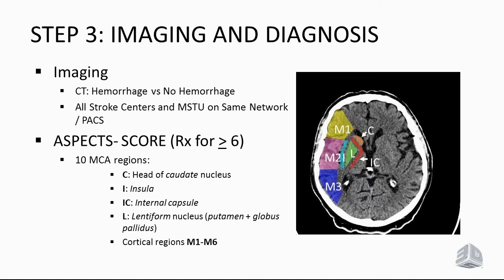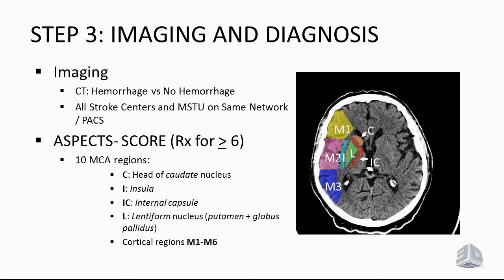The ASPECT score we talked about briefly. This is just essentially a way of dividing up the middle cerebral artery territory into 10 different regions: the cortex, and then the head of the caudate, the insula, the internal capsule, the lentiform nucleus. It was developed in Alberta, and a normal score is a 10, with one point for each of the 10 components in the MCA territory.